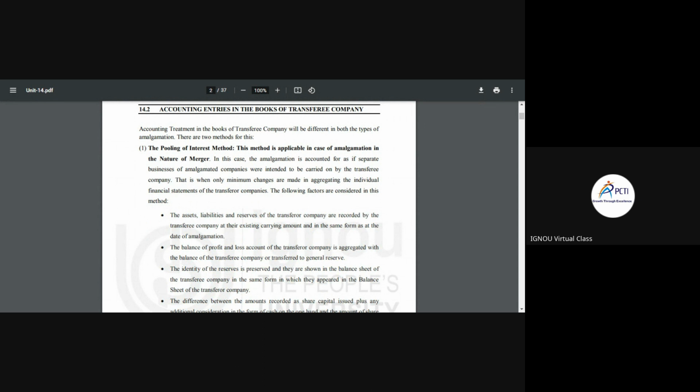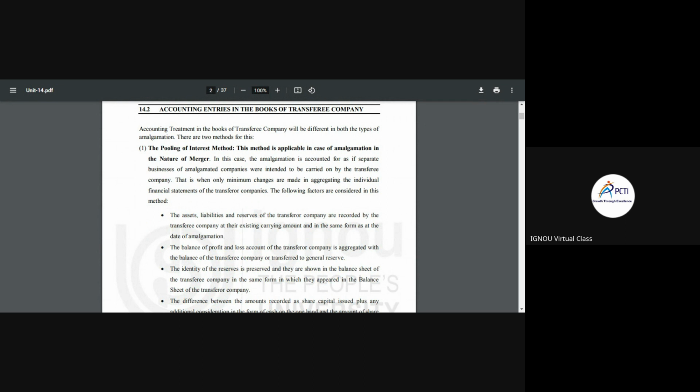There are two methods in this. First one is the pooling of interest method. This method is applicable in case of amalgamation in the nature of merger. In this case, the amalgamation is accounted for as if separate businesses of amalgamated companies are intended to be carried on by the transferee company. That is, only minimum changes are made in aggregating the individual financial statements of the companies.